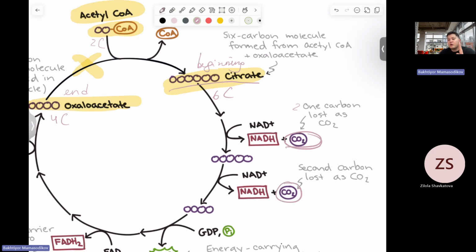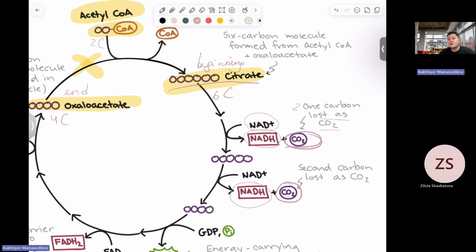Each carbon lost also triggers NAD plus to make NADH. Each carbon loss makes electrons available. When you lose the carbon as carbon dioxide, as you can see here, NAD plus will be reduced to NADH. Okay, is it understandable? And then we have to make the energy from one acetyl-CoA.